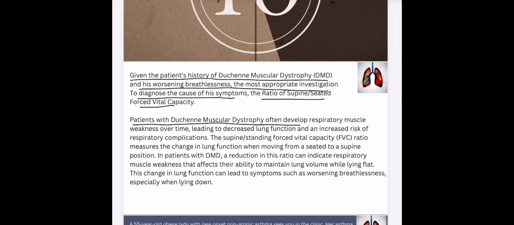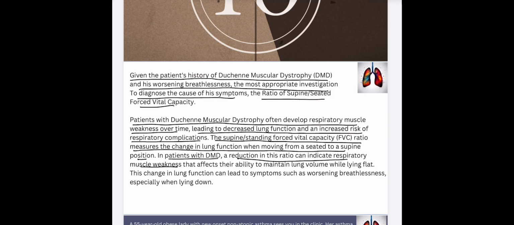Patients with Duchenne muscular dystrophy often develop respiratory muscle weakness over time, leading to decreased lung function and increased risk of respiratory complications. The supine to seated FVC measures the change in lung function when moving from a seated to a supine position. In a patient with Duchenne muscular dystrophy, a reduction in ratio can indicate respiratory muscle weakness that affects their ability to maintain lung volume while lying flat. This change in lung function can lead to symptoms such as worsening breathlessness, especially when lying down. You can comment in the comment section how much the FVC should be reduced.